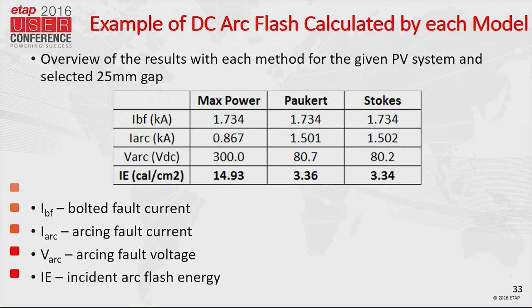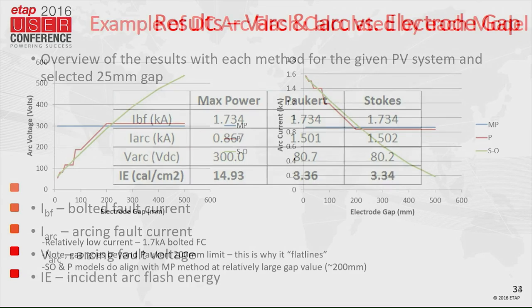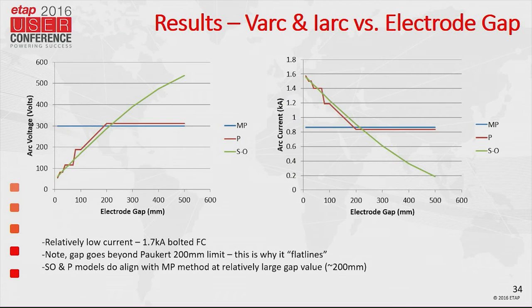Again, there's a difference between the power and the energy calculation, but that's a pretty significant difference between the three. So we took that result and extended it a little bit and looked at voltage and current through the arc versus different values of gap. What if we had a different electrode gap? How would that change things?